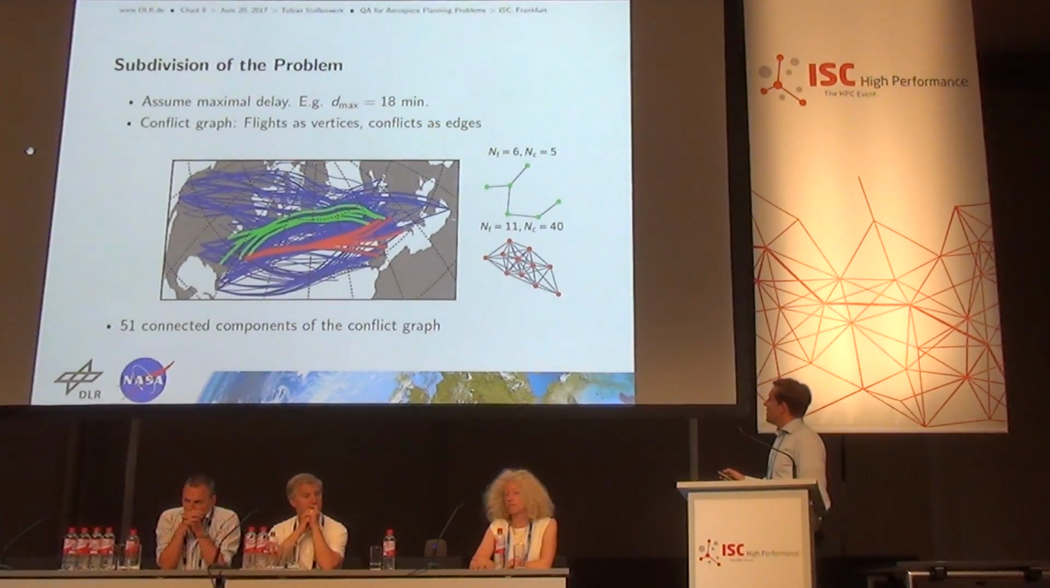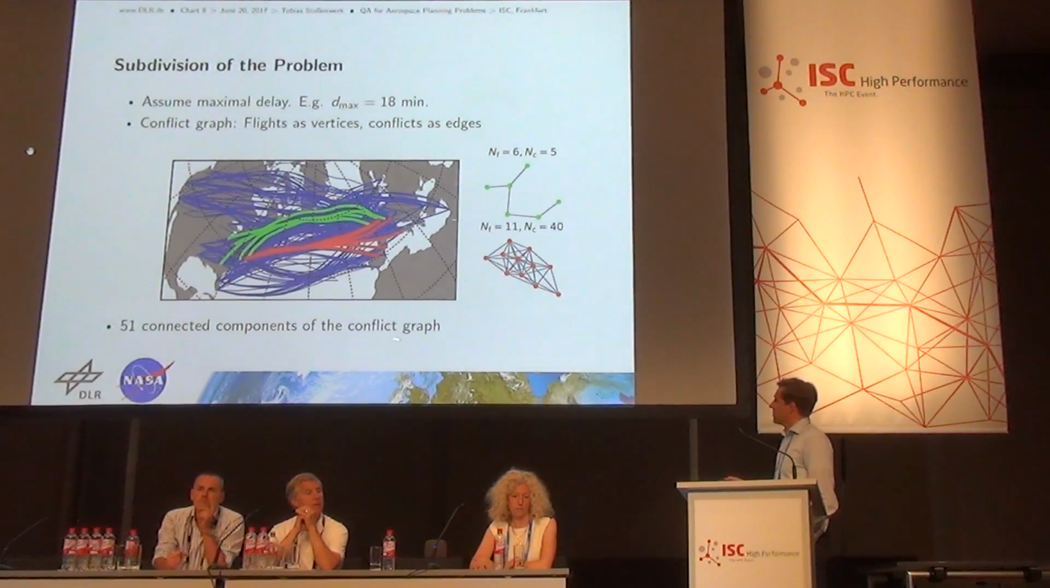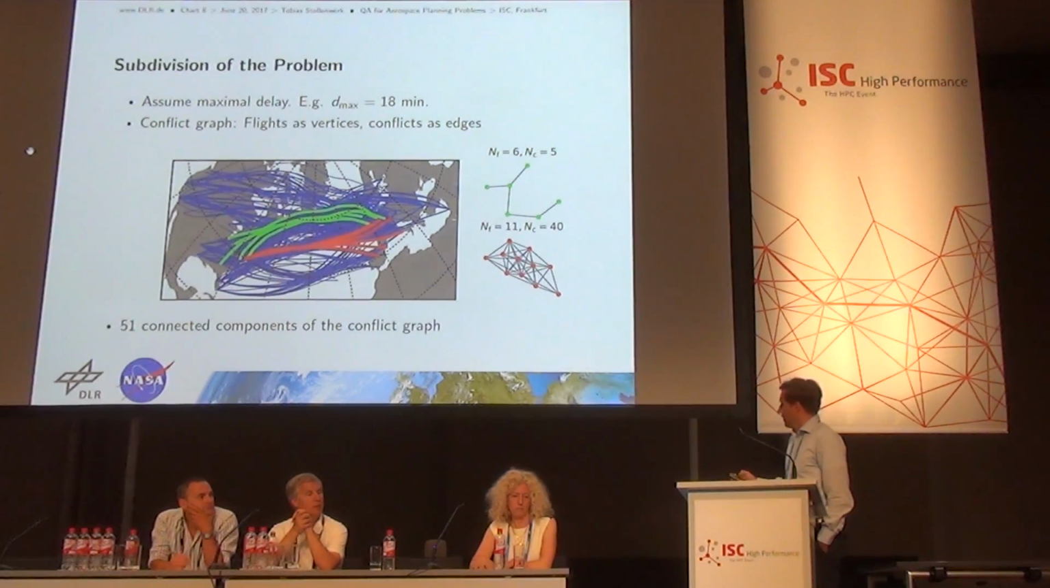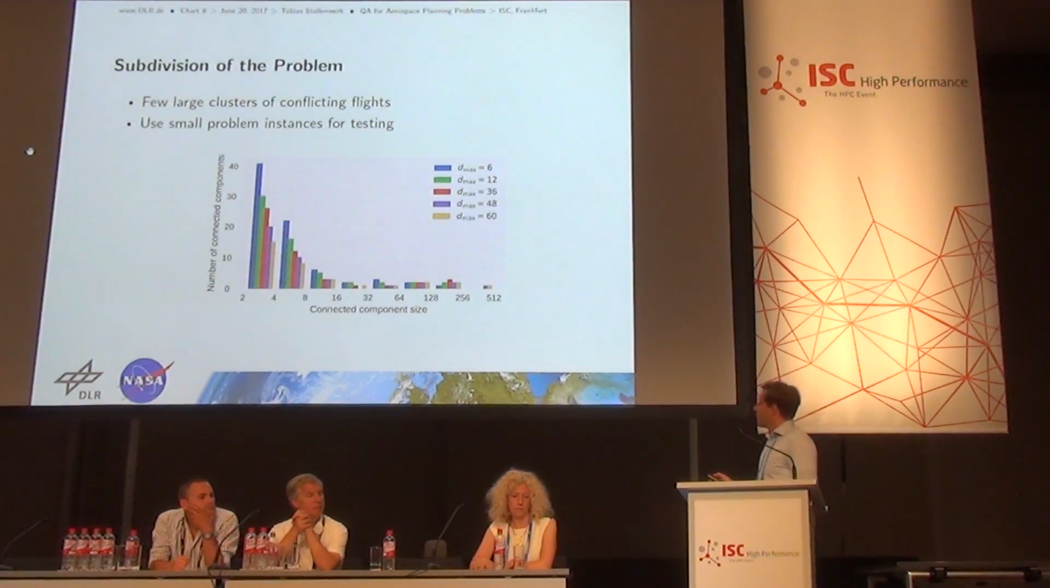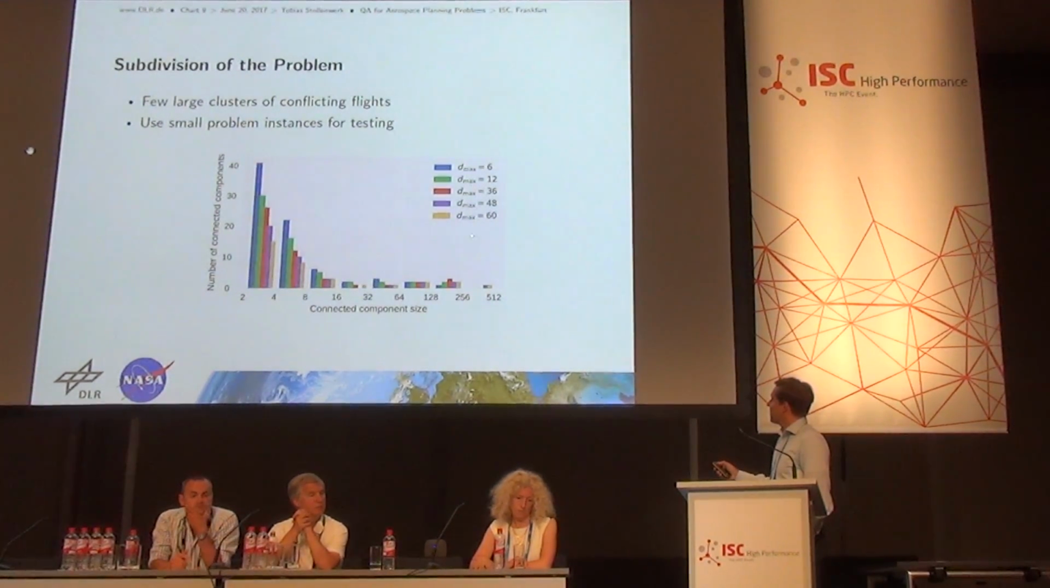And in total, if we assume a maximum departure delay of 18 minutes for all, we get like 50 of these sub-problems. Here you can see the number of these sub-problems against the size for different maximum delays. And you can see that there are a lot of small problems.